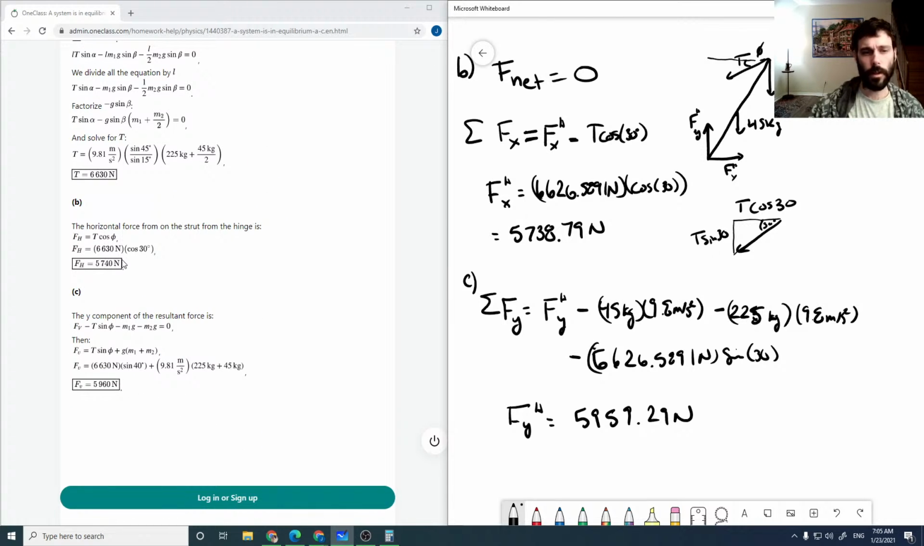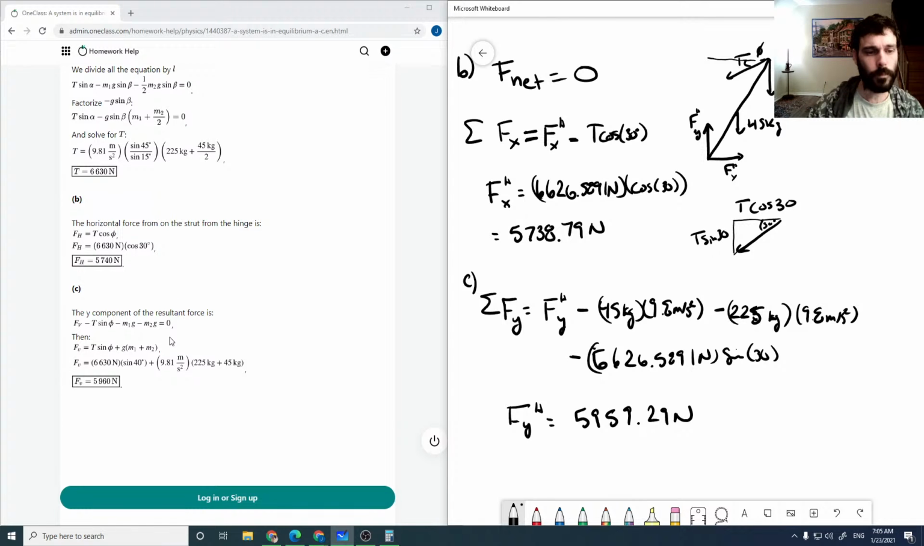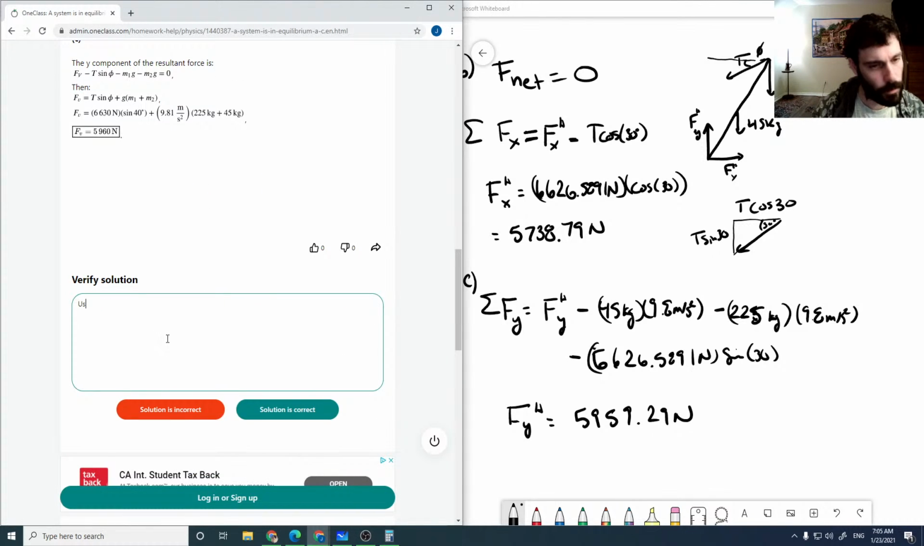If we check through the solution here, so it's about 57.40, so that looks good, and about 59.60, so that looks good as well. Okay, so used sine 45 instead of cos 45 in A. No numerical difference in this problem, but would be for other angles. Yep. Still is mostly correct though.